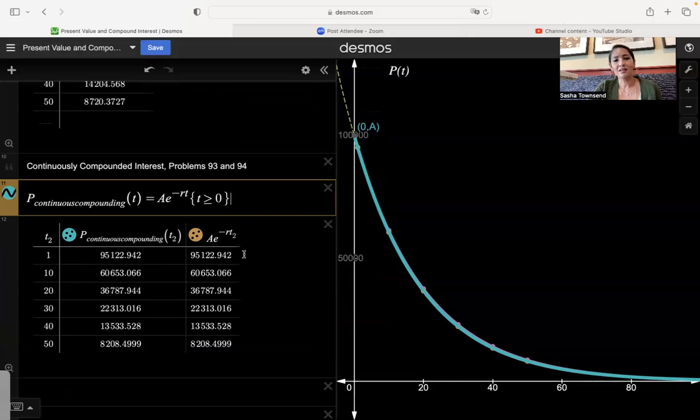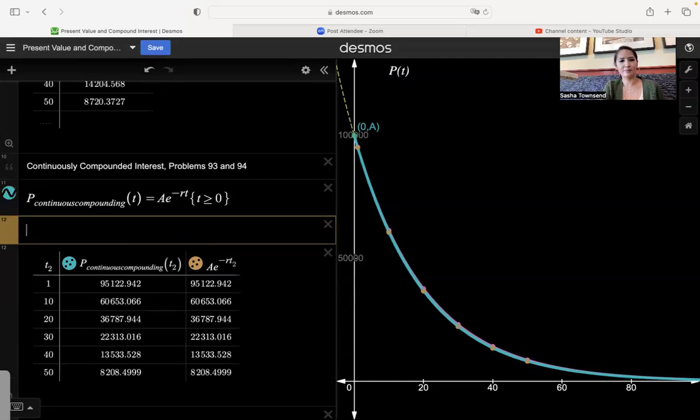Notice that the second column and the third column are identical to each other. In the third column, I just used the formula for that p-value. And then in the second column, I use the name of the function, P sub continuous compounding evaluated at t sub 2. And we see that we get the same value either way. So let's actually type that in.